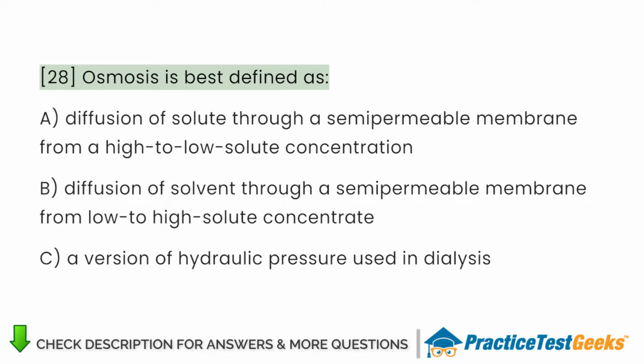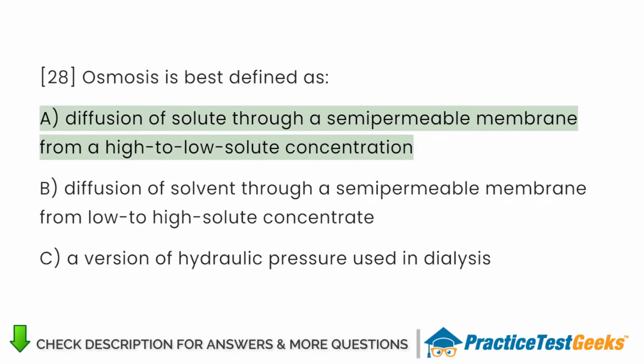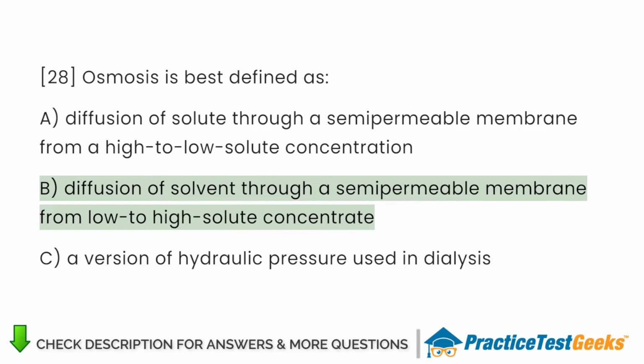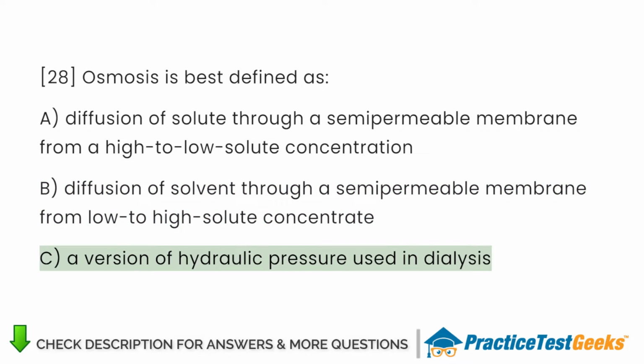Osmosis is best defined as: A. Diffusion of solute through a semi-permeable membrane from a high to low solute concentration. B. Diffusion of solvent through a semi-permeable membrane from low to high solute concentration. C. Aversion of hydraulic pressure used in dialysis.